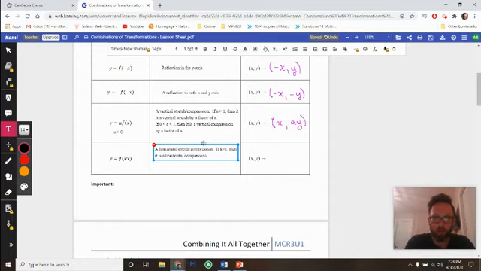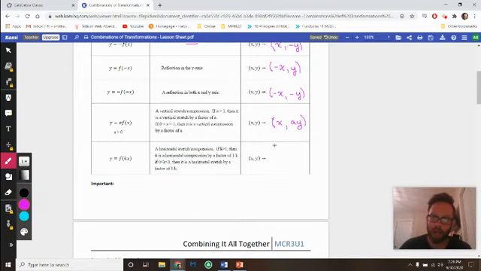compression by a factor of 1 over k. If k was between 0 and 1, then it is a horizontal stretch by a factor of 1 over k. That took a bit of getting used to. But in these cases, the y value stays the same, and you're multiplying the x value by the reciprocal of k.